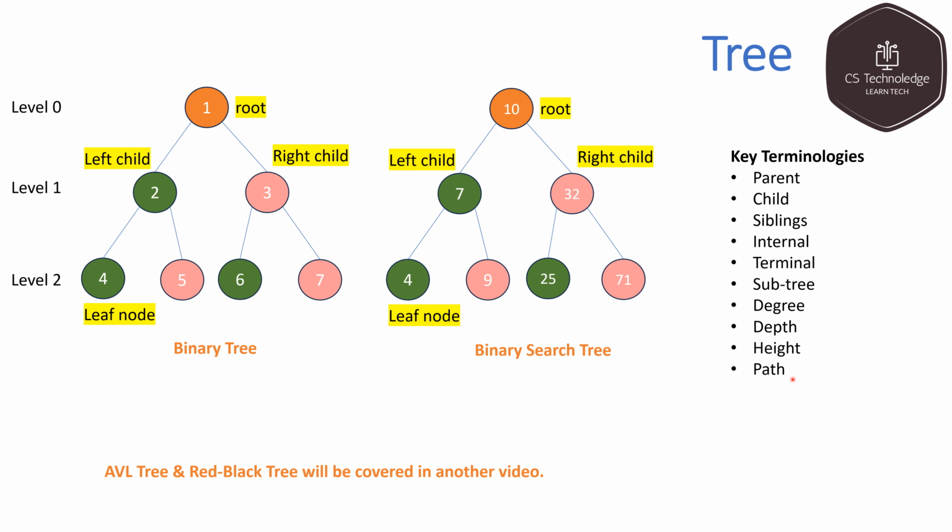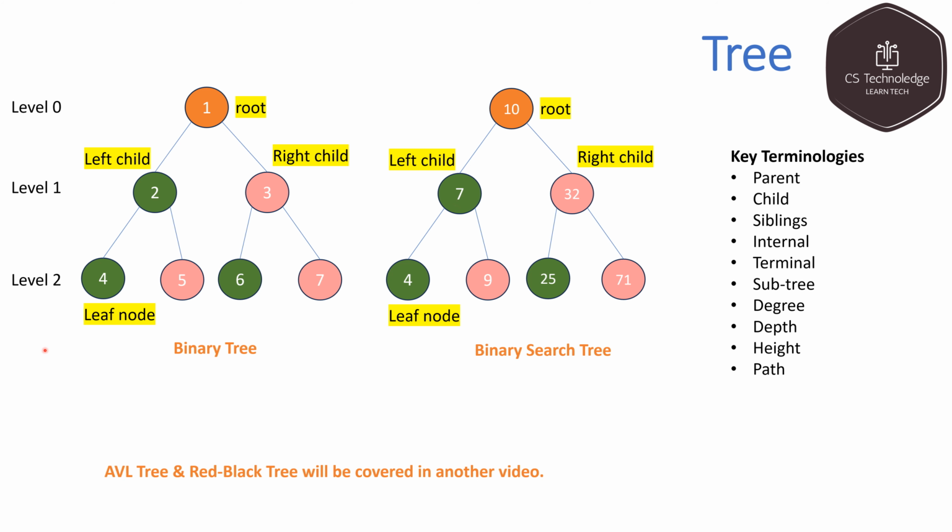What is the path? Path is basically the list of edges between the nodes. For example, if I have to say what is the path to reach from the root node to node number 4, then you will say 10, 7 and 4. So this is the path, right?